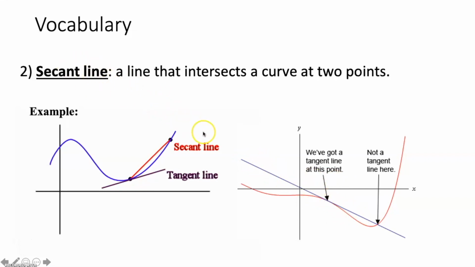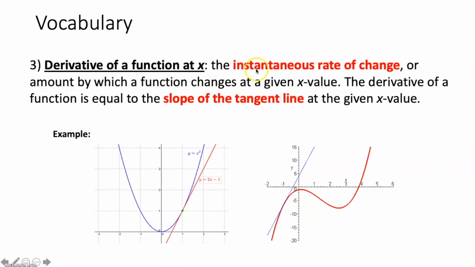Now, the derivative of a function at x is the instantaneous rate of change, or amount by which a function changes at a given x value. The derivative of a function is equal to the slope of the tangent line at a given x value. Now, the first thing I want you to do is note that there's 3 things here that mean the exact same thing. The derivative of a function at x is the same thing as the instantaneous rate of change at a particular x value, which is the same thing as the slope of the tangent line. So all 3 of these things mean the exact same thing.